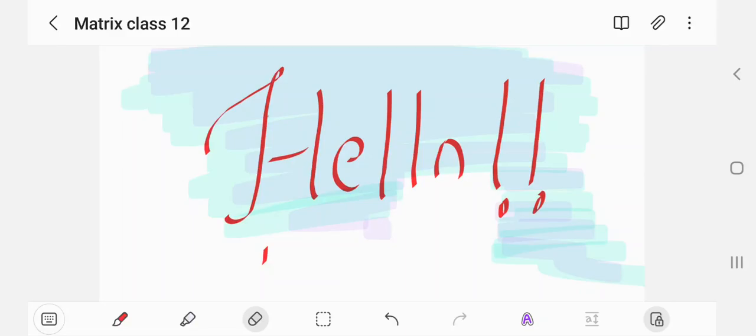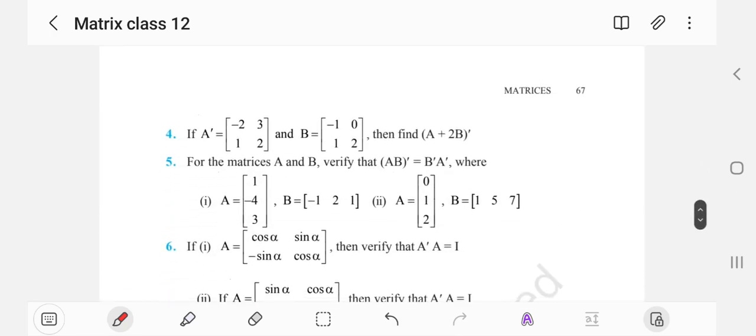In the last lecture, we started with the new exercise, exercise 3.3, and we discussed till question number 4. Now we are going to begin the discussion with question number 5. In question number 5, I have given two matrices A and B. This is my A matrix, this is my B matrix, and I have to verify this.